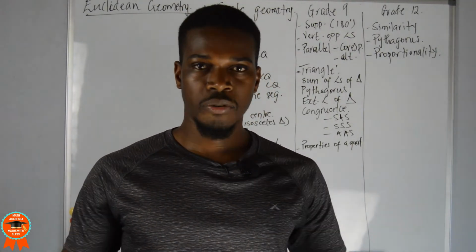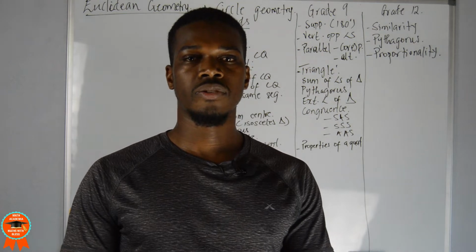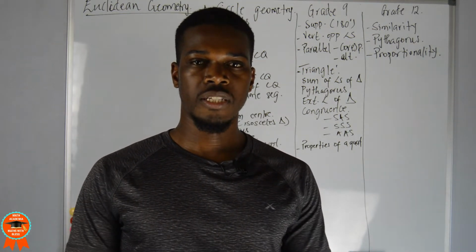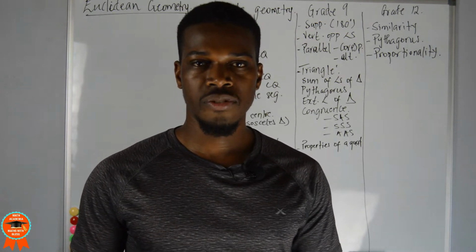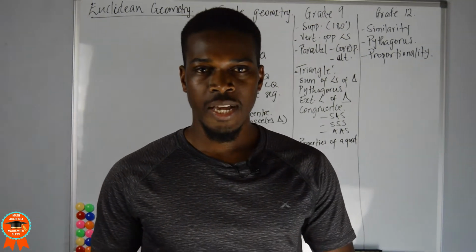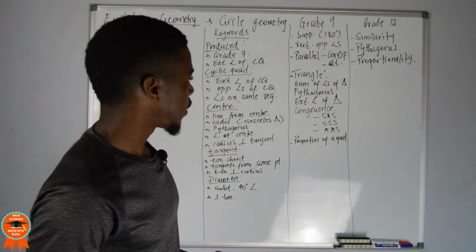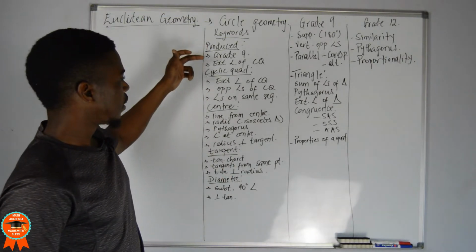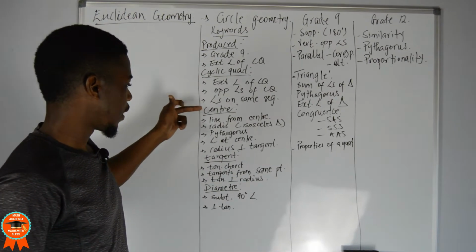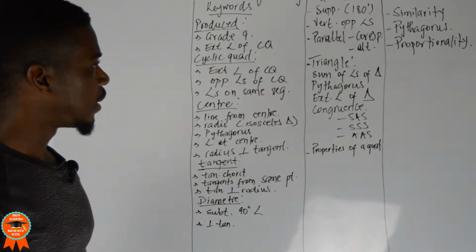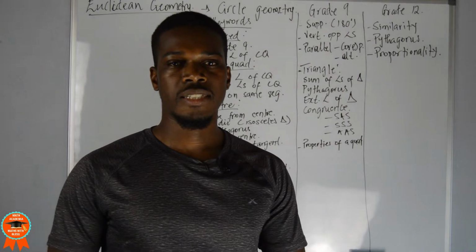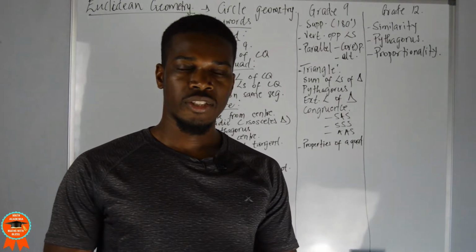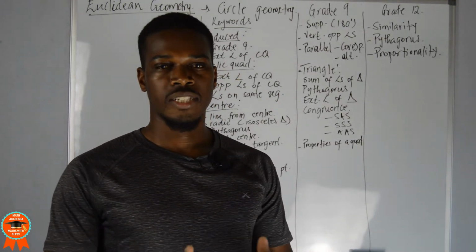Then when you approach the question, that statement on top of the question is the game changer. That statement tells you what you need to do. It reminds you of the theorems you're supposed to use. Examiner will use keywords such as produced, cyclic quad, center, tangent, diameter. When examiner uses those keywords, he's trying to remind you that there are theorems which are related to the center.